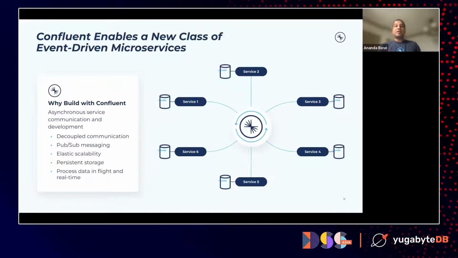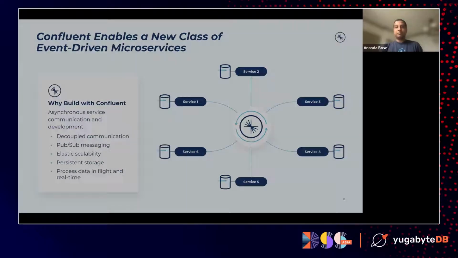And because of that, we can allow you elastic scalability. We can allow you persistent storage, especially S3 compliant storage, which means that you never have to leave any event. And because we have various mechanisms to process data, you might have heard of K-streams and KSQL. K-streams is Java-based real-time processing, and KSQL means SQL-based real-time processing. We can process data in flight as well as in real time.